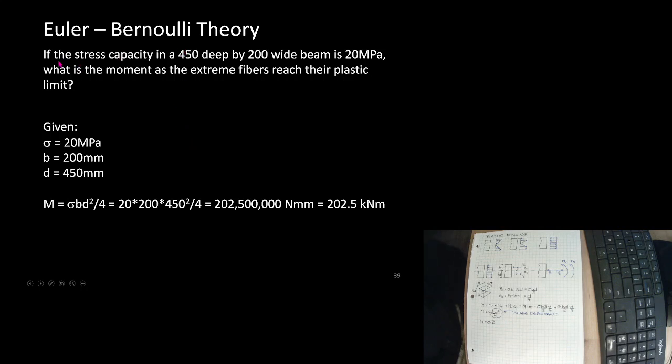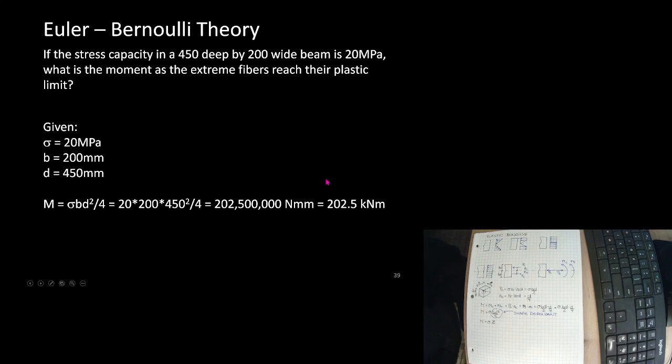What about that same problem before? If the stress capacity in a 450 by 200 wide beam is 20 MPa, what is the moment at the extreme fibers when it reaches its plastic limit? Now remember, the other one could have been concrete, could have been wood, it could have been steel. We would allow it to have 135 kilonewton meters on it. If it is a material like steel, we might let it yield just the tiniest little bit until the neutral axis is just at its elastic limit. So for that, it's stress times BD squared divided by 4 for a rectangle, or 20 times 200 by 450 squared divided by 4, or 202,500,000 newton millimeters.